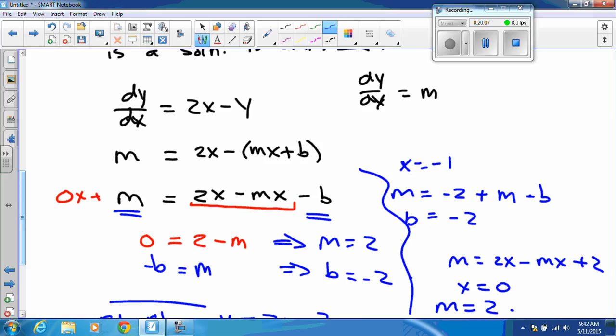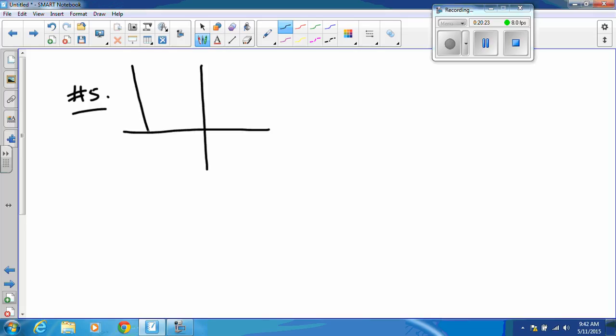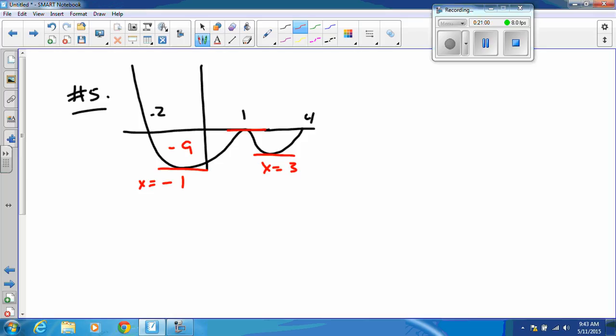Okay, moving right along to happier things, number 5. The figure above shows the graph of f prime. The graph of f prime has horizontal tangents at x equals -1, at x equals 1, and at x equals 3. The areas bounded by the x-axis and the graph of f prime on the intervals are 9, which I'm going to label as -9, and here, I'm going to label that as -12.